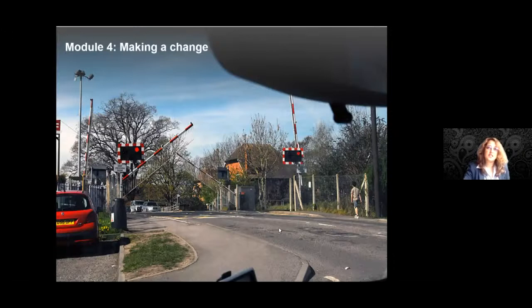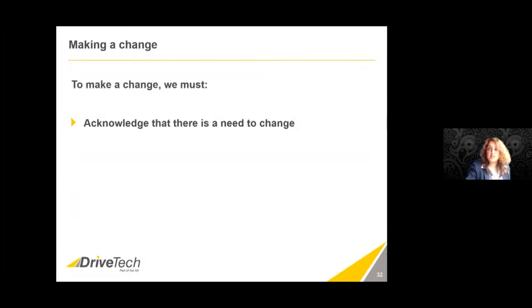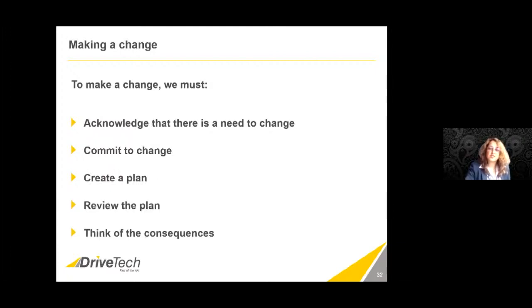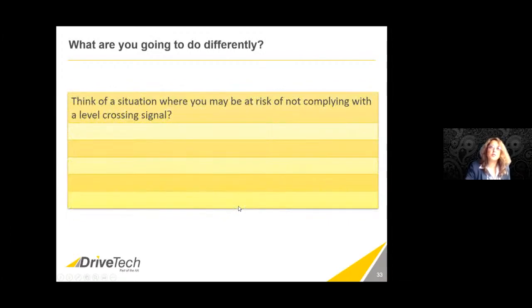So we get delegates to write an action plan, because to make a change, we must acknowledge that there is a need to change, commit to change, create a plan, review the plan, and think of the consequences. This is a very, very powerful one. After we've done the second module, most people get the gist of it and understand what we're talking about here, and it helps them with the action plan. To help the delegates with an action plan, we put up some questions for them to answer.